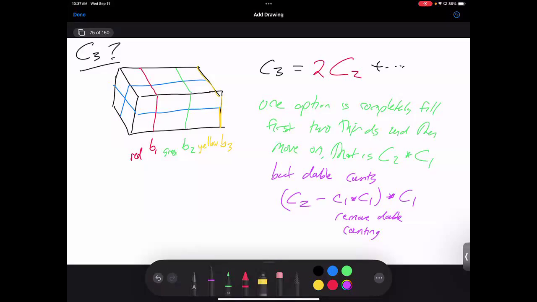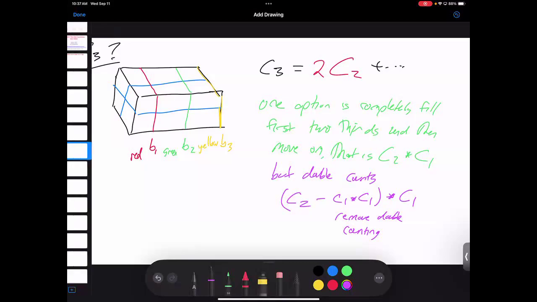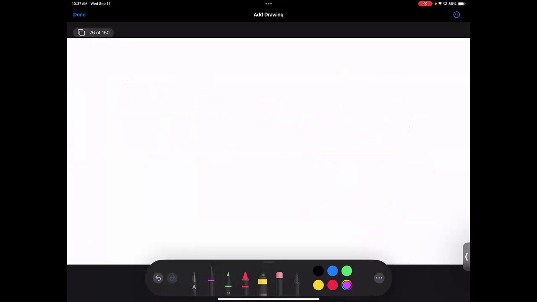But I want to just go through the dangers of stuff like this. So this is one of my favorite problems. I know at least one of you has seen these numbers in a research project with me. So this is what's called the Catalan numbers.